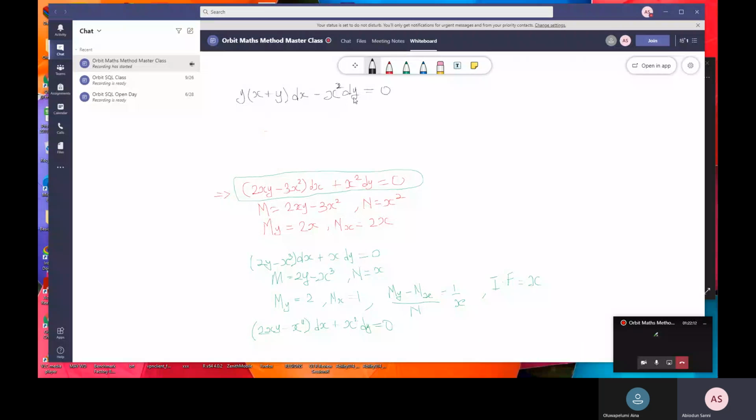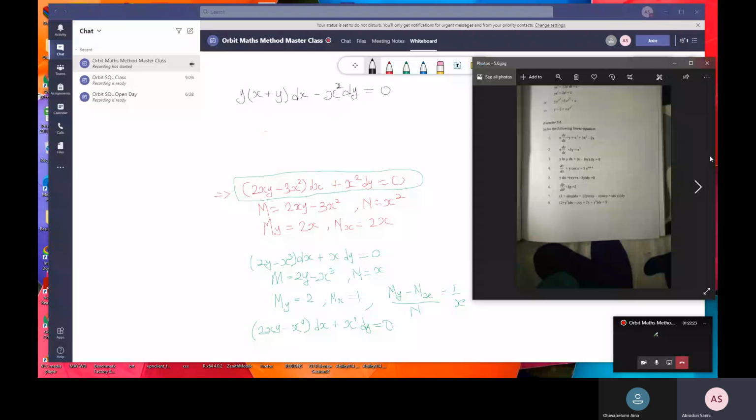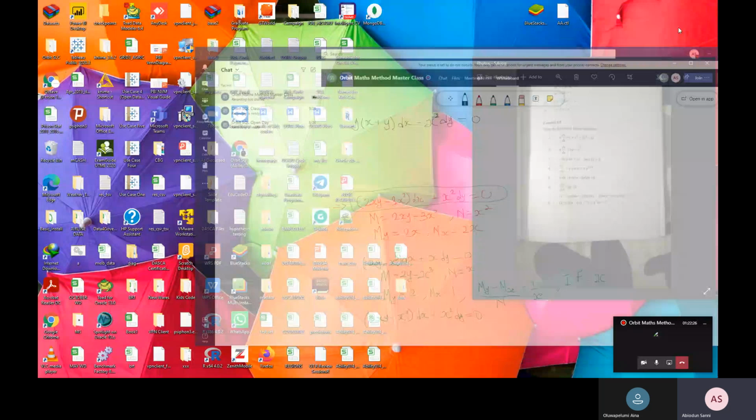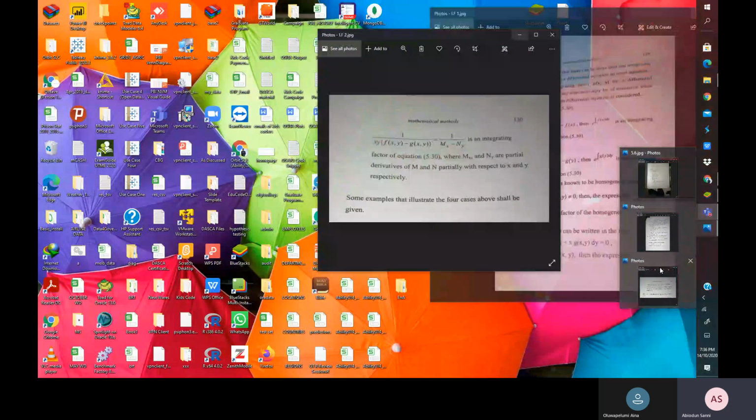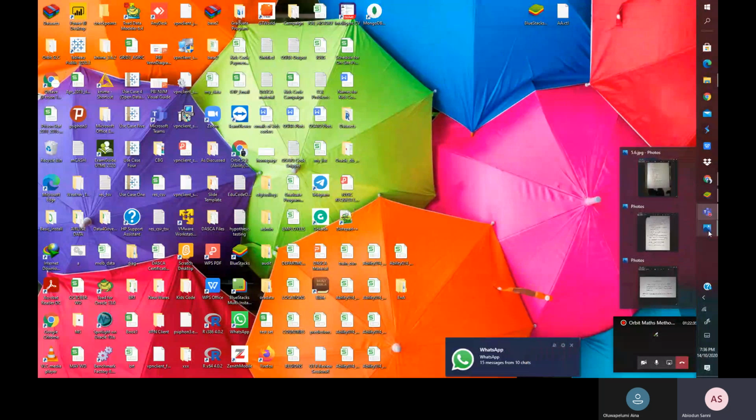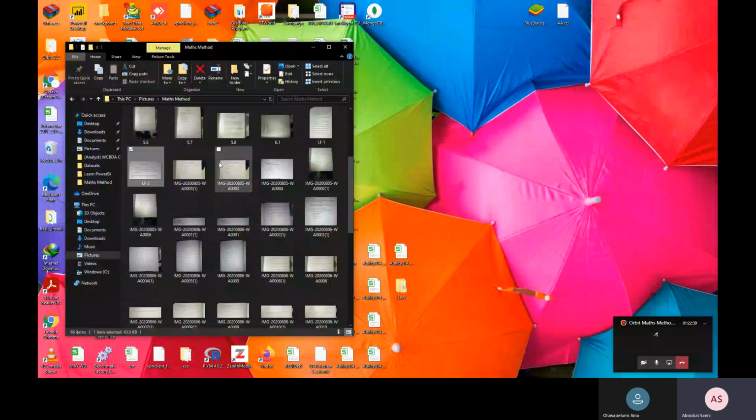It's a homogeneous equation, and you can also write it as y times something dx minus x times something dy. That is x times x dy. So if you look at the condition of integrating factor, let me check it again. Where is it? Let me just open it.